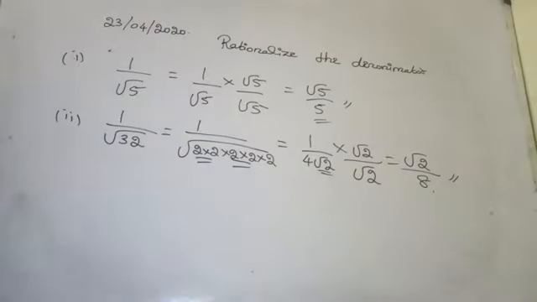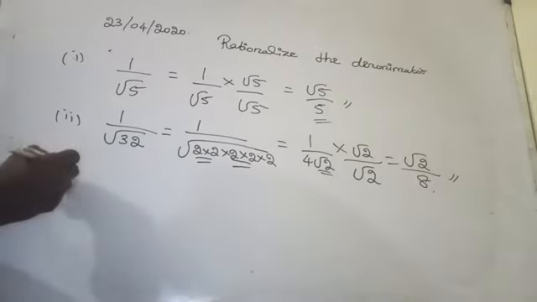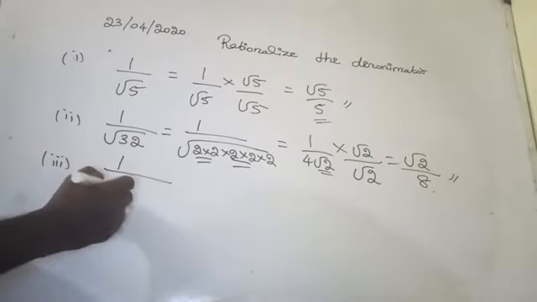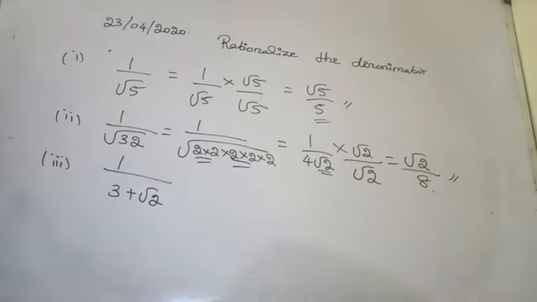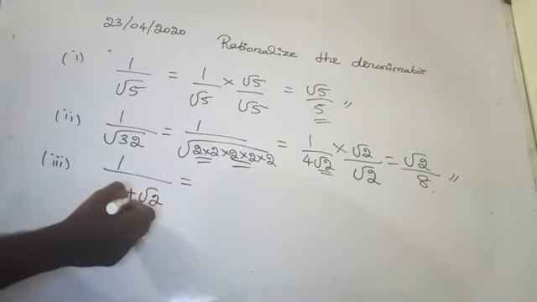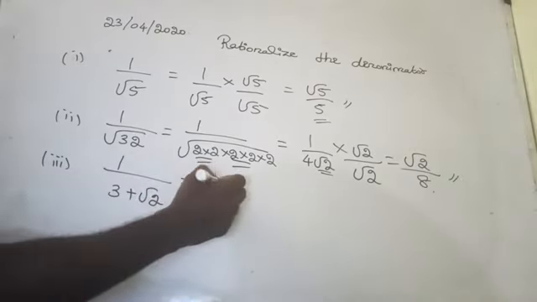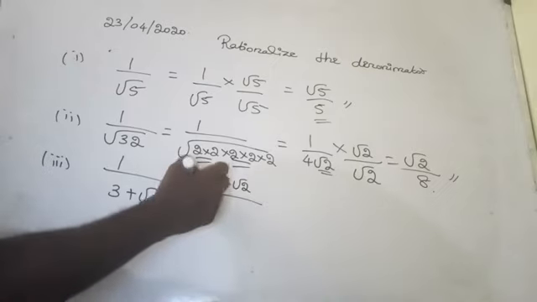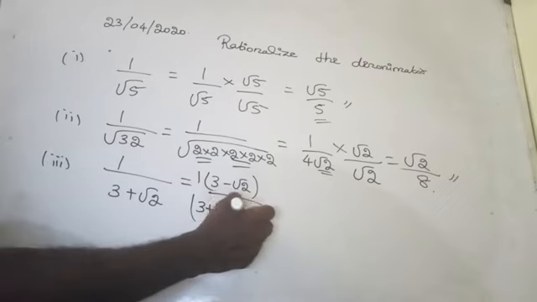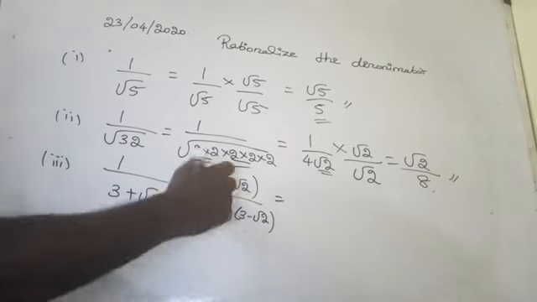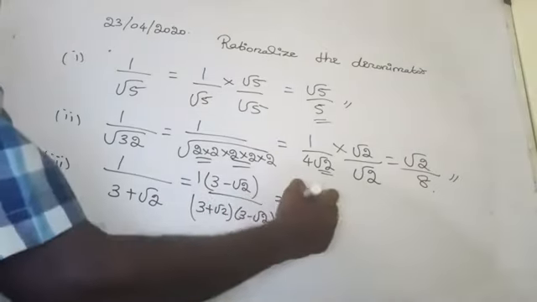Yes. Now, third question. 1 by 3 plus root 2. Rationalize the denominator. Here, what is the rationalizing factor of a plus root b? It's very simple. A minus root b. Here what should be multiplied? 3 minus root 2 should be multiplied in both numerator and denominator. That is 1 into 3 minus root 2 by 3 plus root 2 into 3 minus root 2. So 1 into anything is the same number, that is 3 minus root 2.